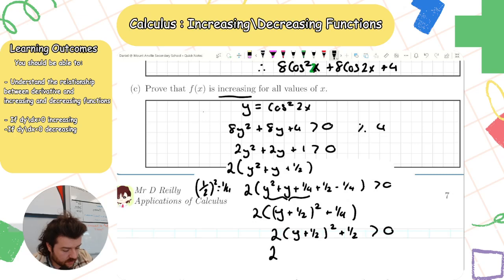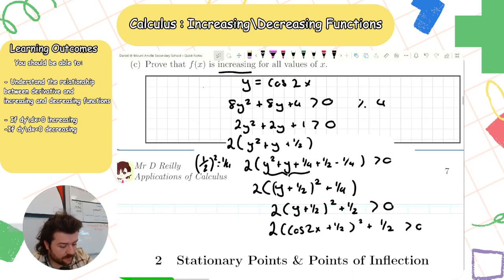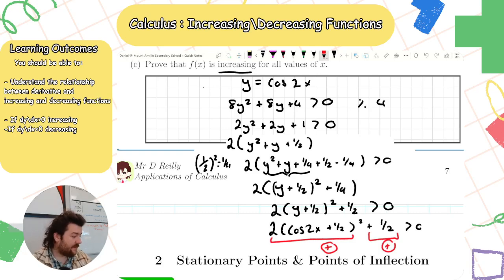And then we know y is just equal to cosine 2x, not squared. So 2 times cosine 2x plus a half, squared, plus a half, greater than 0. Well, yes, because this here will always be positive, because anything squared is positive, and I'm timesing it by 2, and the half is greater than 0, so that's positive. Therefore, it will always be positive.